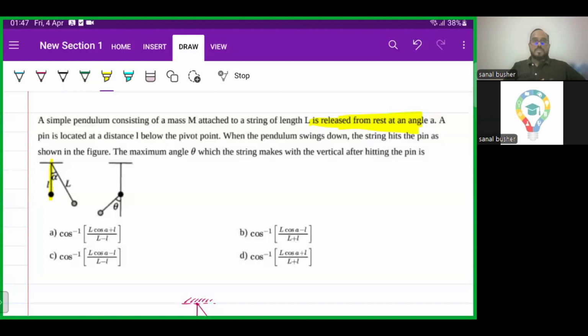That is the question. In this, the concept is it is released from rest. Okay, when it is released from rest, the kinetic energy is zero. So kinetic energy is zero means what? The potential energy, that same potential energy it will have when it reaches the other end, right? So when it is reaching here, it will have the same potential energy. That means the height will be the same. The change in position will be the same.